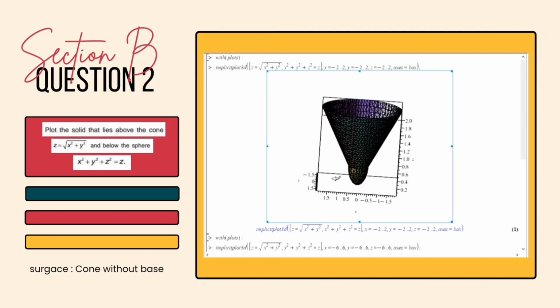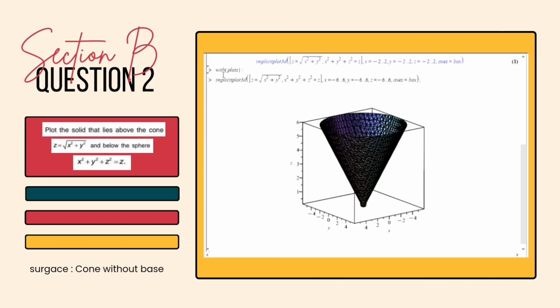The last question of section B, I choose the question of plot the solid that lies above the cone z equals to square root x square plus y square and below the sphere x square plus y square plus z square equals to z. For this question, I use the same command in section A, which with plots, and I choose implicit plot 3D. The coding is implicitplot3d, open bracket, z equals to square root x square plus y square, comma x square plus y square plus z square equals to z, close bracket, comma x equals to negative 2 until 2, y equals to negative 2 until 2, z equals to negative 2 until 2, axis box. And this is the diagram that will appear when we run it.